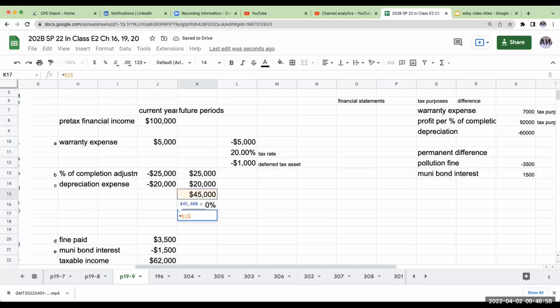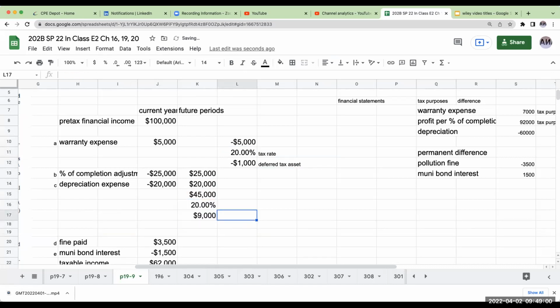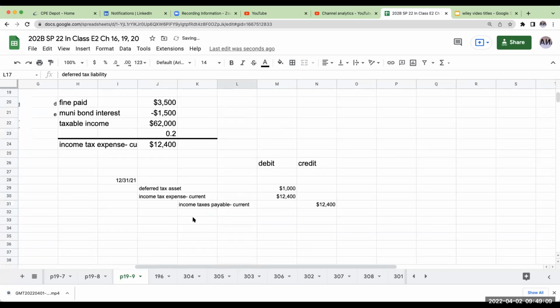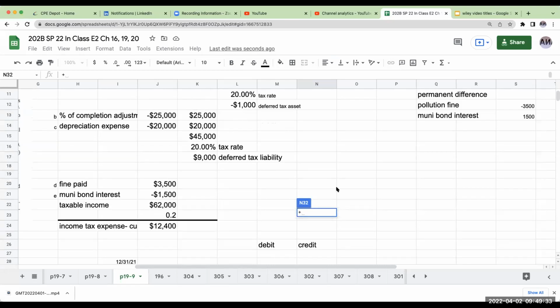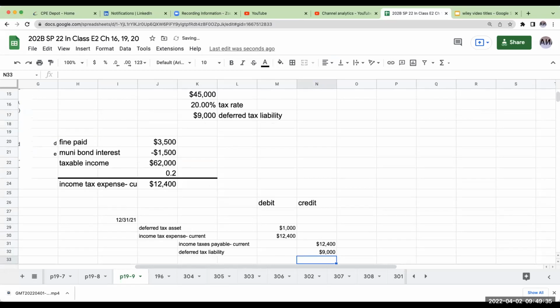So over here, I've got 45,000 times 20% or 9,000. This is going to be a deferred tax liability. Okay, so I'm going to have over here deferred tax liability, and this is going to be for 9,000. So over here, I have a deferred tax liability. This is going to be for 9,000.